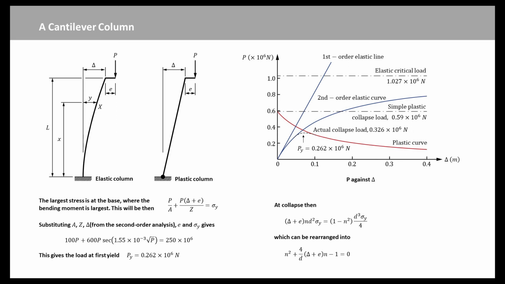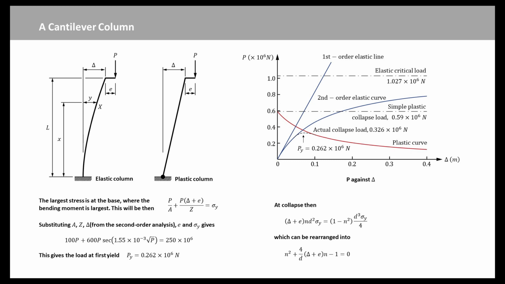There are 4 points to note. The first one is that the first-order elastic line gives a reasonable approximation to the deflections before yield occurs. There is a substantial deflection before collapse occurs. A simple first-order plastic collapse calculation would have used the mechanism, but with delta equal to 0. The simple plastic collapse load, 0.59 times 10 power 6 Newton, is considerably greater than the true collapse load, about 0.326 times 10 power 6 Newton.